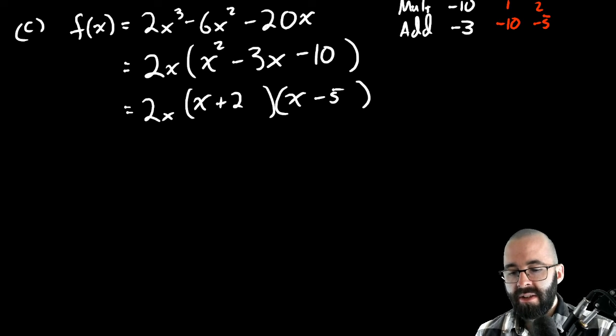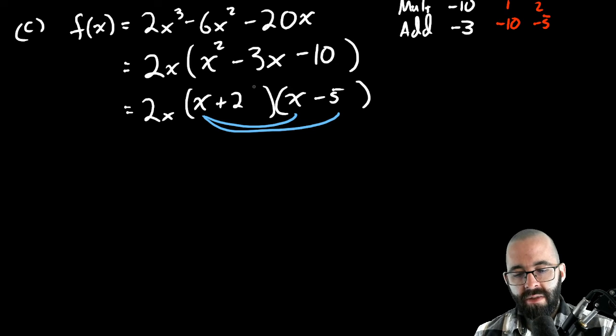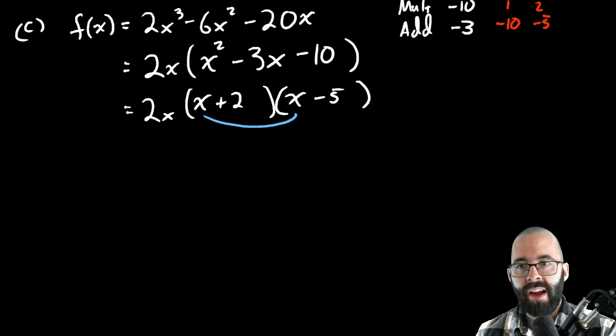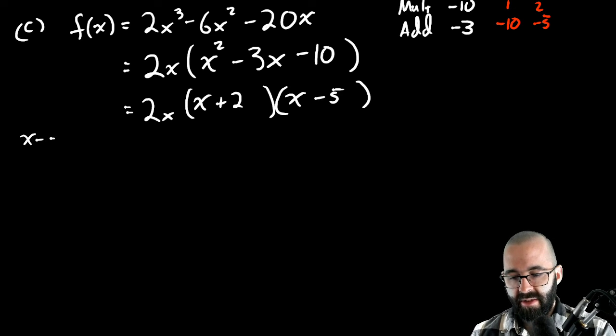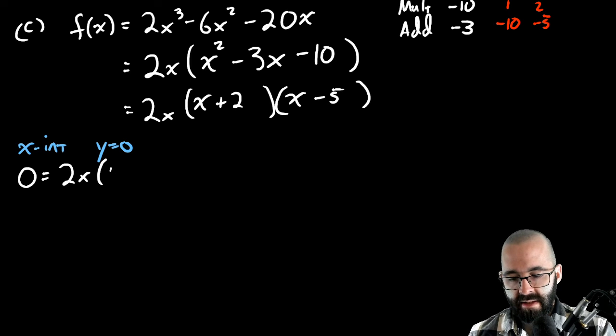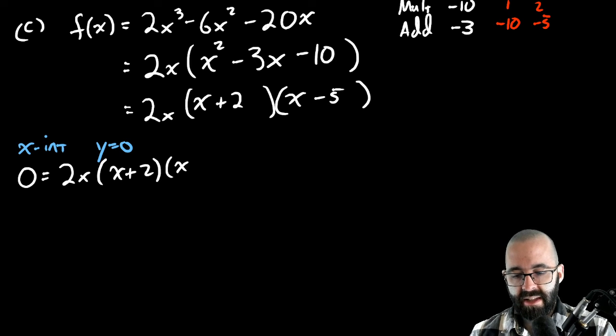And every time we factor, we do a little check. X squared minus 5x plus 2x is minus 3x minus 10. We're good to go. We did it right. This is fully factored. So the x-intercept, I didn't write this down earlier, but the x-intercept is when y equals 0. That's when 0 equals 2x times x plus 2 times x minus 5.